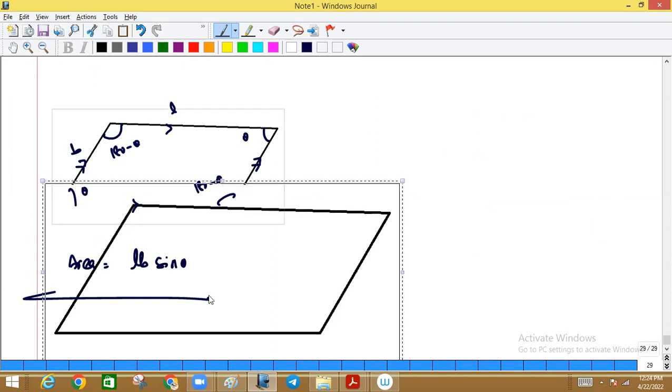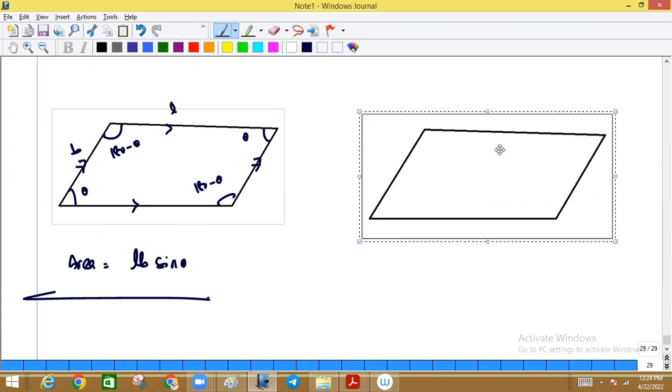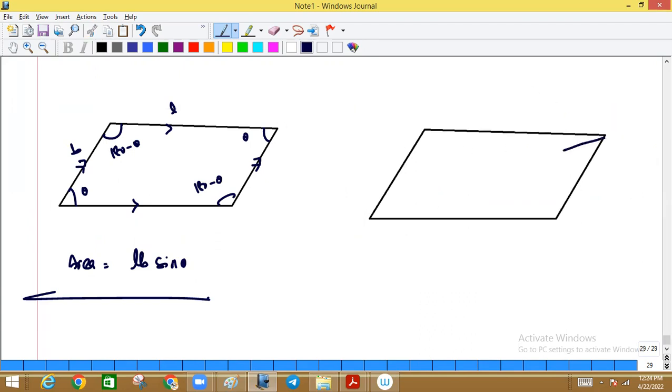Okay. In a rhombus, diagonals divide the angles into two equal parts. But in a parallelogram, the diagonal doesn't divide the angle into two equal parts. If it is theta, this is not theta. So I'm not giving that point.